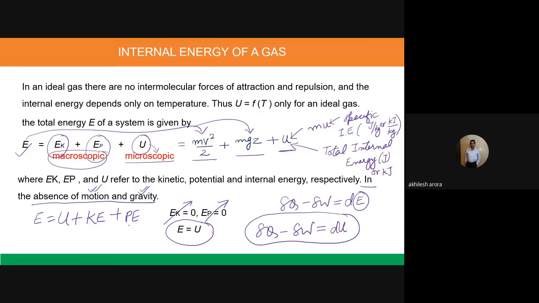So I am left with this particular equation. You can either use delta Q minus delta W is equal to dE, or you can use delta Q minus delta W is equal to dU. Both equations are valid. But in most of the cases, when we are solving numerical problems, you may not be given the values of the kinetic energy and the potential energy. So you don't have to worry about that part. The kinetic energy and the potential energy will be considered negligible. Okay, let us proceed further.